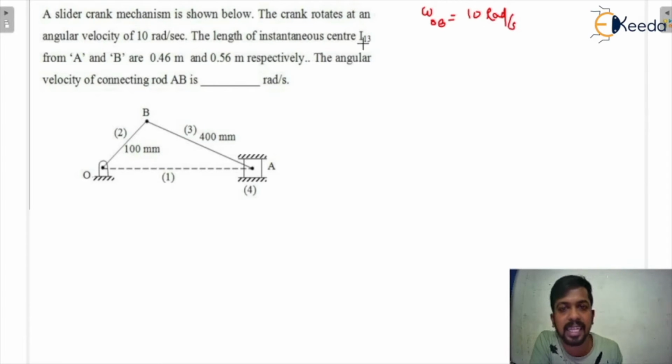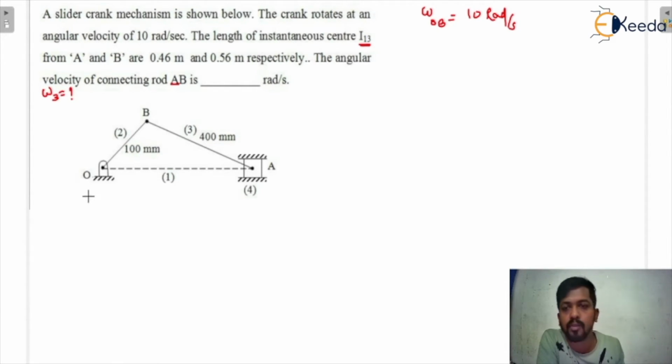The length of the instantaneous center I13 from A and B are 0.46 meter and 0.56 meter. You have to find out the angular velocity of the connecting rod AB, that is omega for the connecting rod. Where is the connecting rod? AB is basically the connecting rod, so that is link number 3. So I'm going to write here that omega 3 you have to calculate.